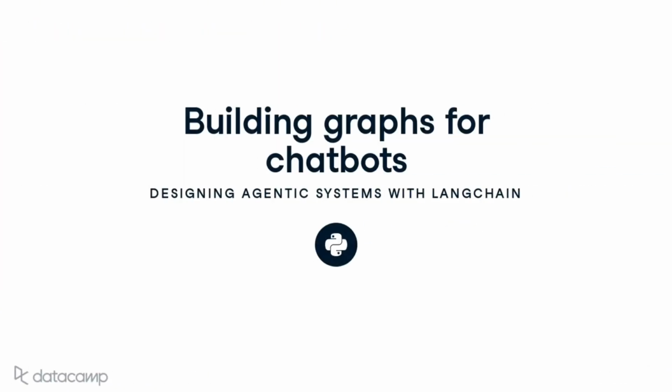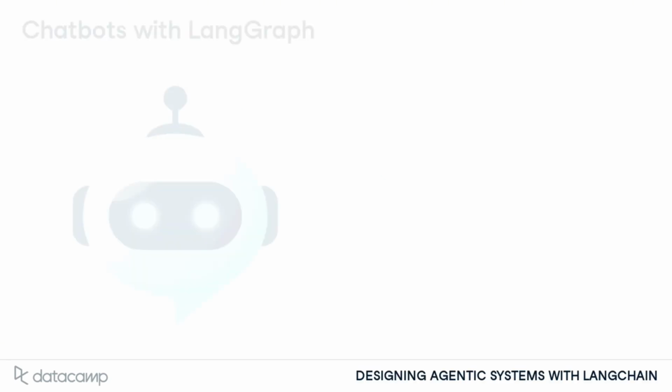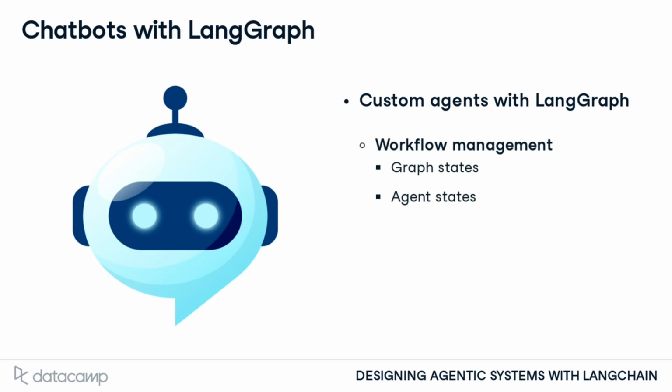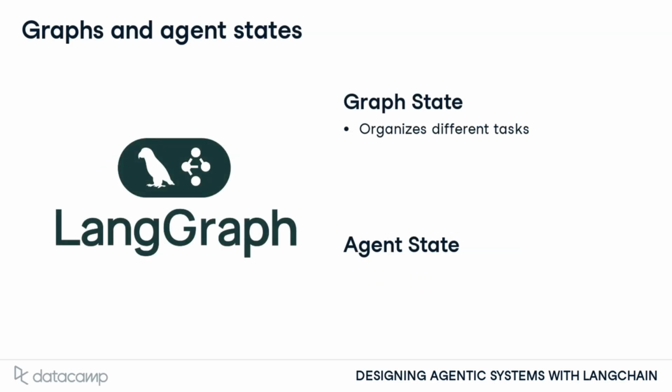Great job! Now that we're familiar with using LangChain's pre-built agents, we'll learn how to create custom chatbots using LangGraph. We'll first learn about graph and agent states that manage chatbot workflows before building chatbots using nodes and edges. In LangGraph, the graph state organizes the agent's order of tasks, such as tool usage and LLM calls, into a workflow.